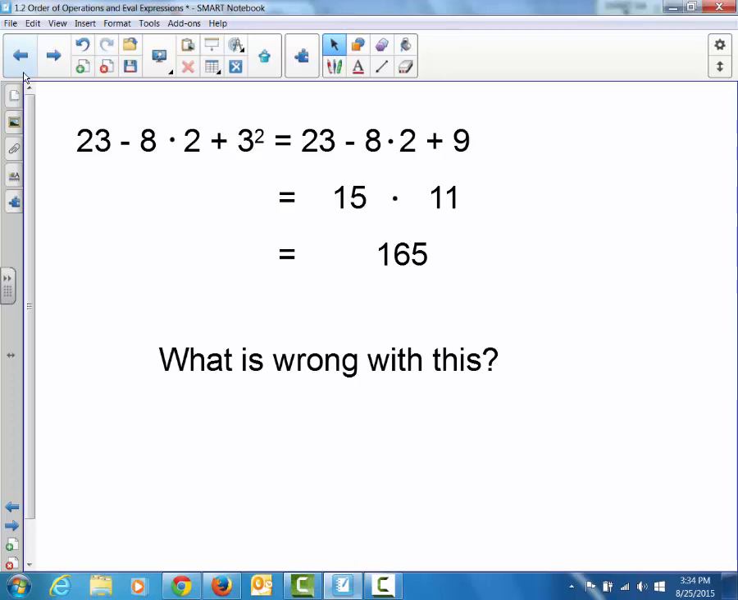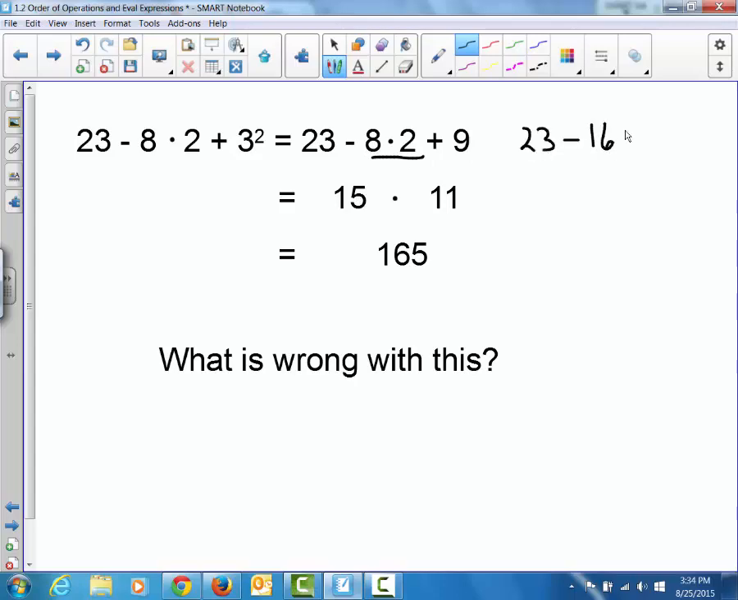All right, did you work it? What did you get? Did you notice that they did something out of order? Yes, they did something out of order. They got 23 minus 8 and they got 15. But what they should have done was multiplied 8 times 2 first. So it should have been 23 minus 16 plus 9. Then they would have done 23 minus 16 is 7 plus 9, and they would have gotten 16. So it's important that you follow the order of operations.